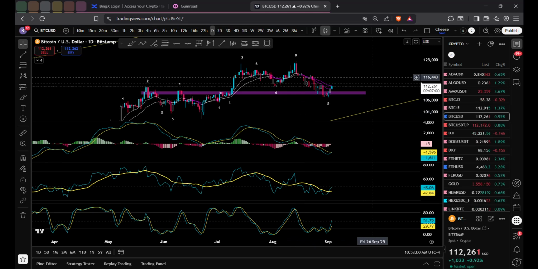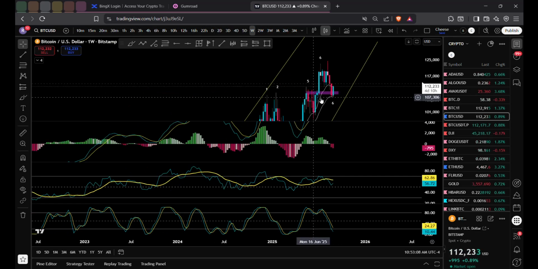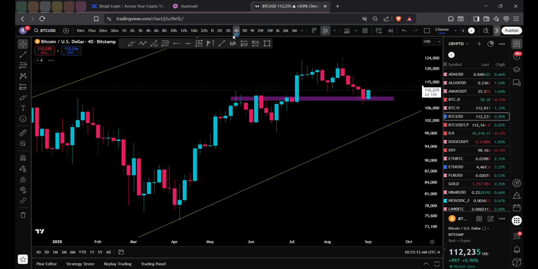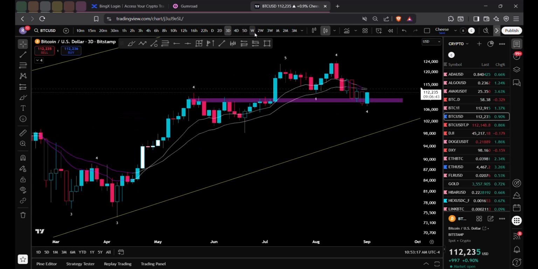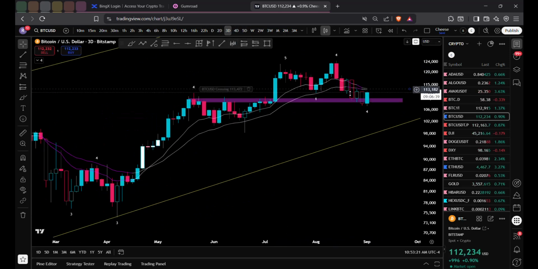I mentioned in the Discord, the link will be in the description, that I do think Bitcoin is forming somewhat of a bottom here, a couple days ago. I mentioned that on the longer time frames, like the daily, the 2-day, the 3-day, we were seeing the market bottom indicator going off. We were seeing candles turning hollow at support.